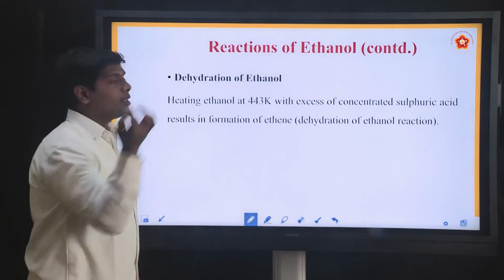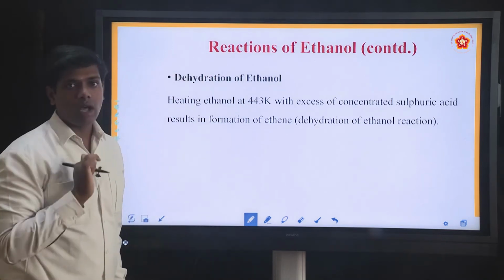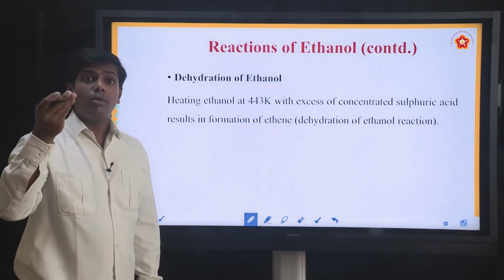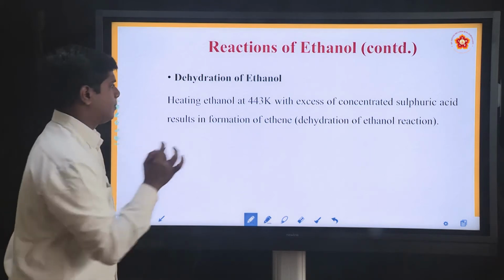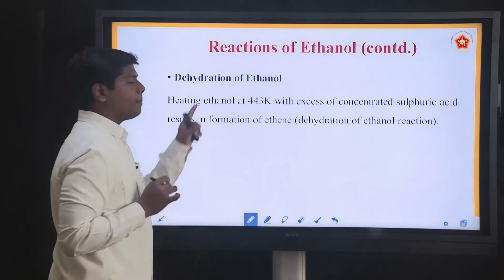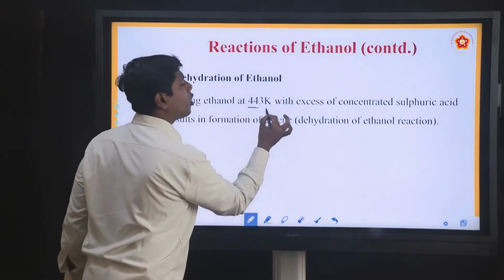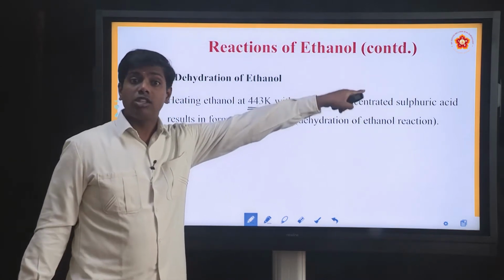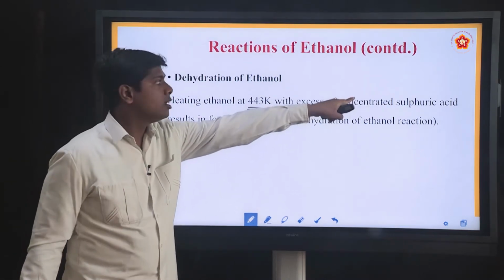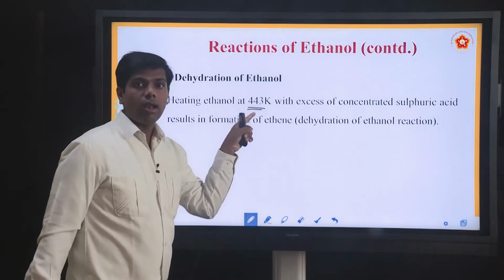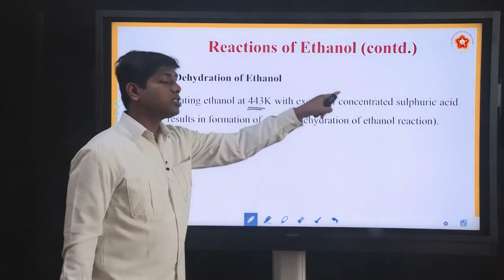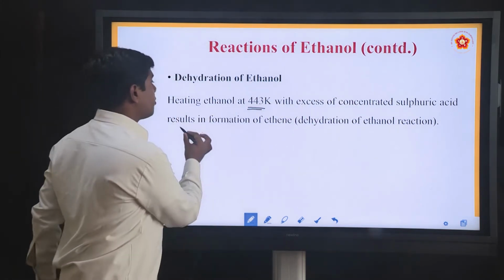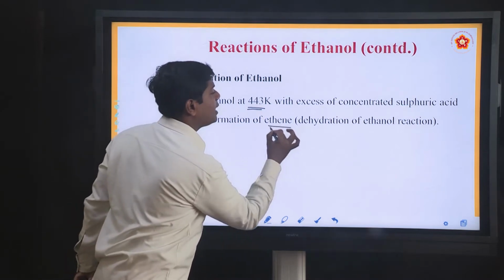The second reaction is the dehydration of ethanol. Dehydration is nothing but removal of water molecules. Heating ethanol, that is alcohol, at 443 Kelvin with excess concentrated sulfuric acid. Concentrated sulfuric acid is the king of acids. When ethanol is reacted with concentrated sulfuric acid at 443 Kelvin, it results in the formation of ethene.